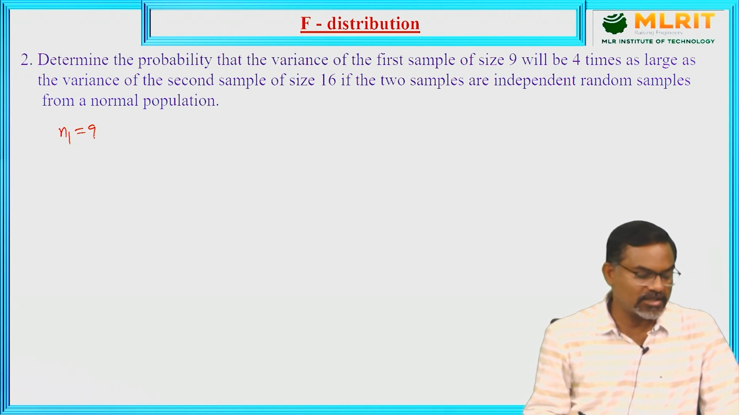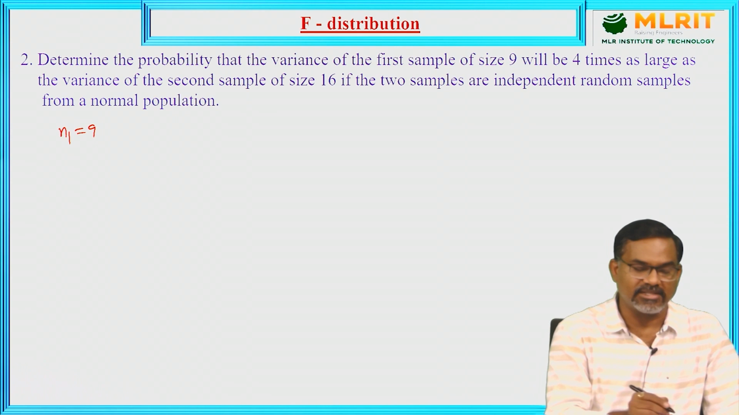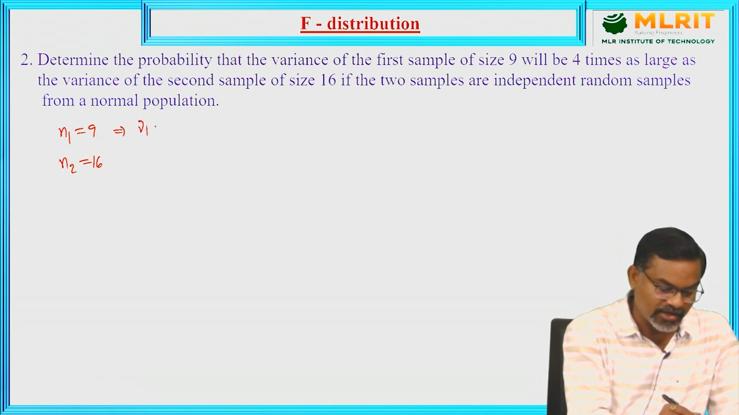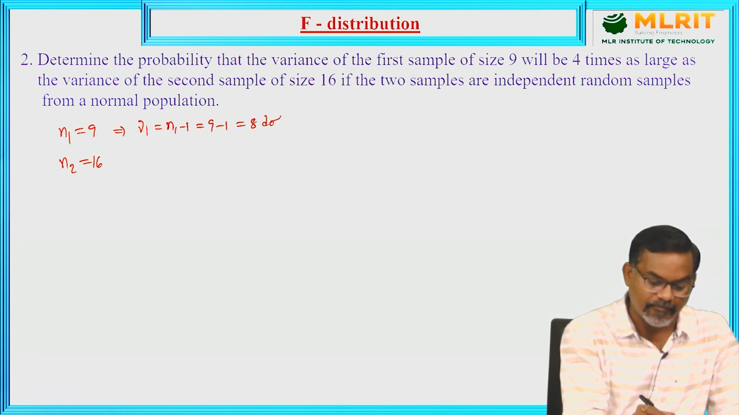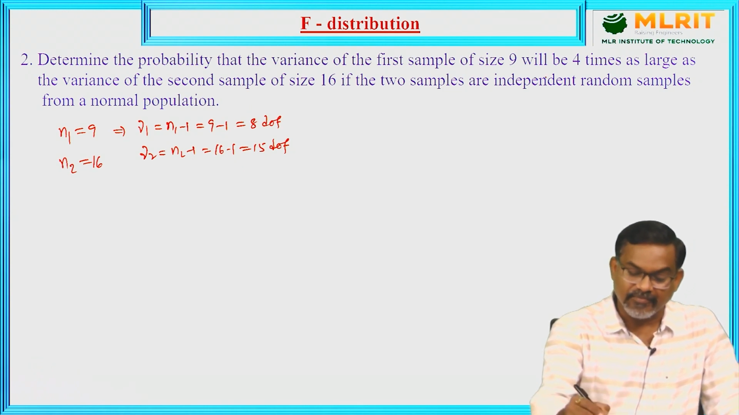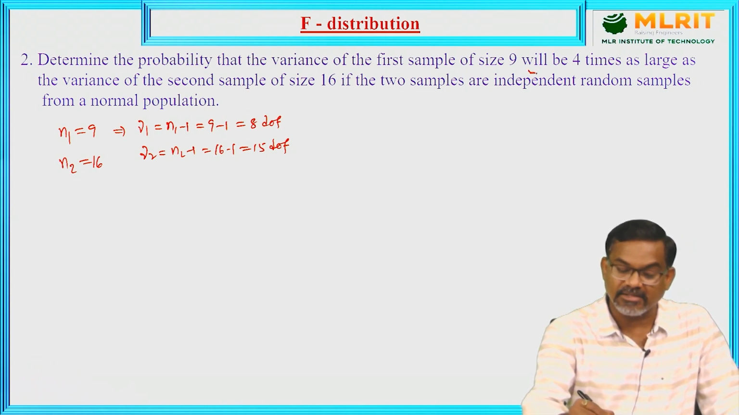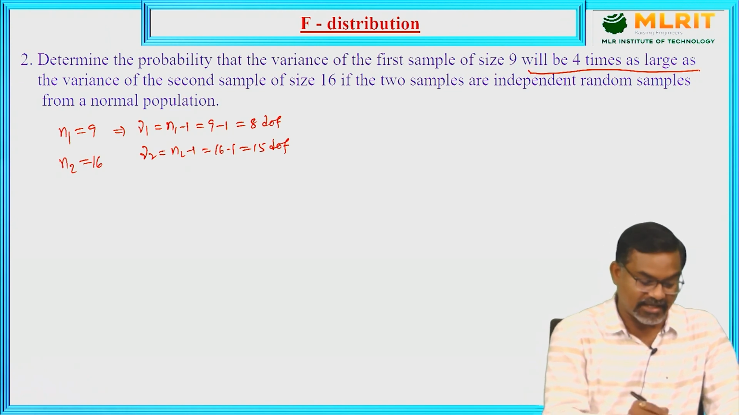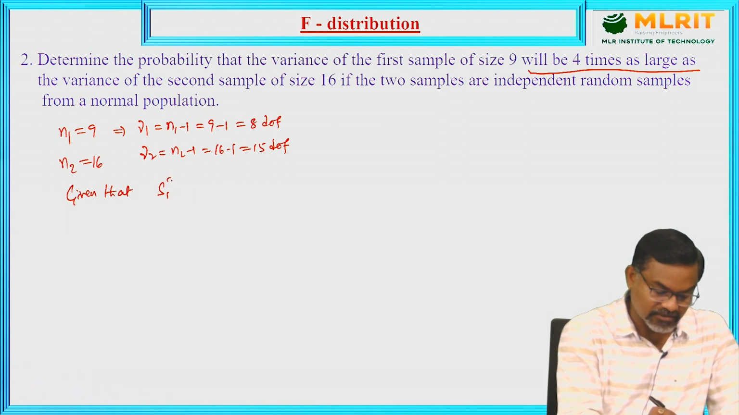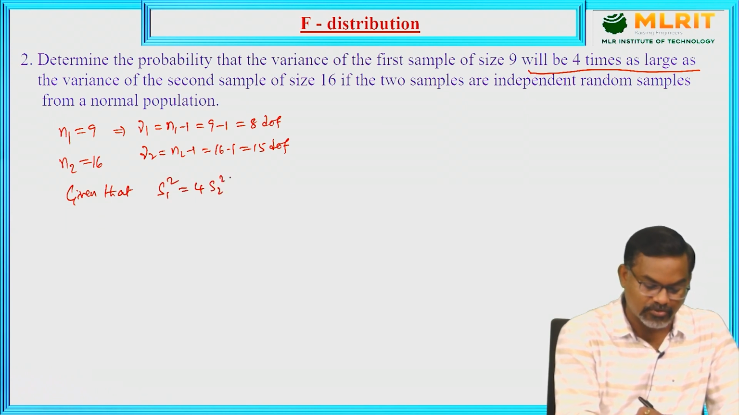Determine the probability that the variance of the first sample of size 9, so n1 equal to 9, will be 4 times as large as the variance of the second sample of size 16, n2 equal to 16. So nu 1 is n1 minus 1, 9 minus 1, 8 degrees of freedom, and nu 2 equal to n2 minus 1, 16 minus 1, 15 degrees of freedom. And what is the given condition? The first sample variance will be 4 times as large as the second. So given that S1 square is equal to 4 times S2 square.